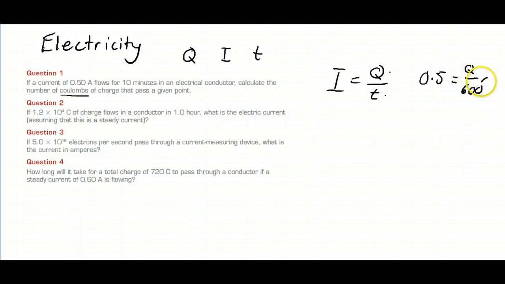Okay, now we just got to solve for Q, so times 600 on both sides. And that's going to be Q equals 300 coulombs.